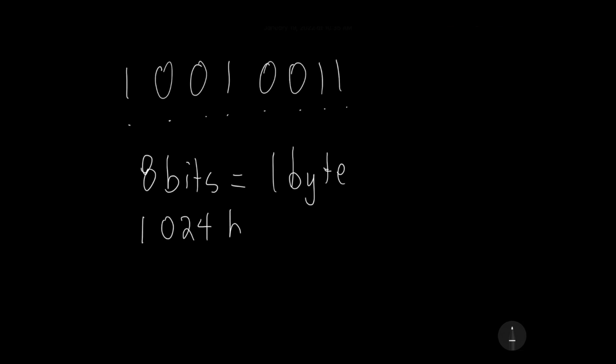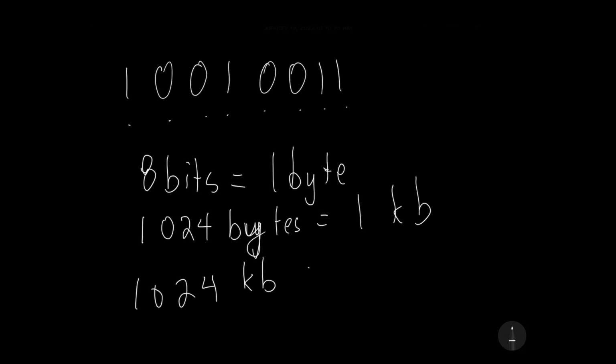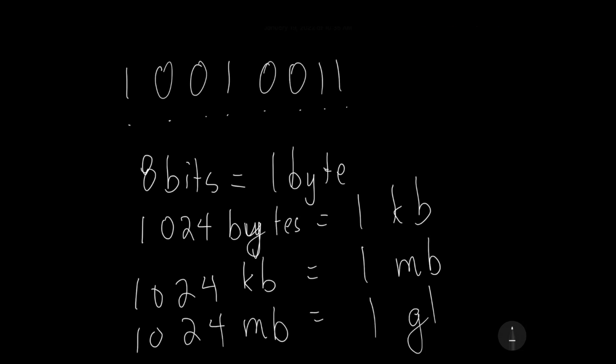1,024 bytes equals 1 kilobyte. 1,024 kilobytes equals 1 megabyte. And 1,024 megabytes equals 1 gigabyte. So looking at this, you can kind of see how binary numbers and binary instructions have some kind of relevancy to what you know about computers.